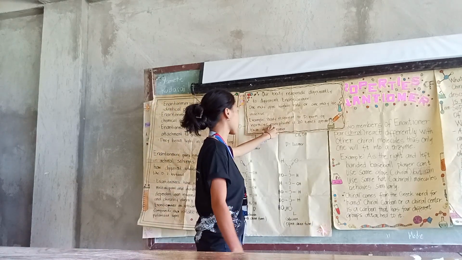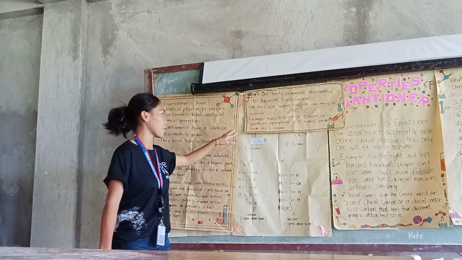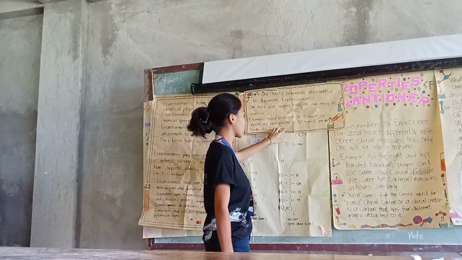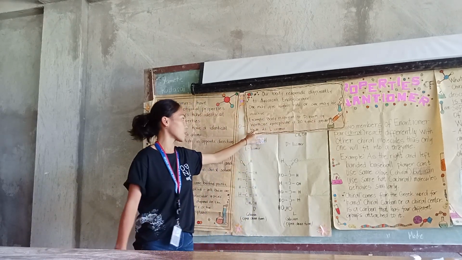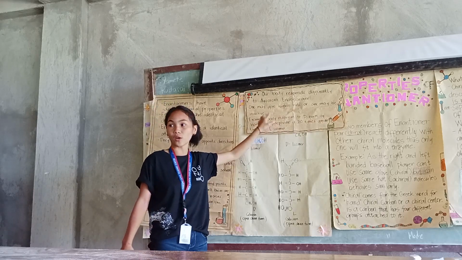So, example, sa atong body, the response to the D form of the hormone epinephrine is 20 times greater than its L isomer. So, hormone epinephrine.